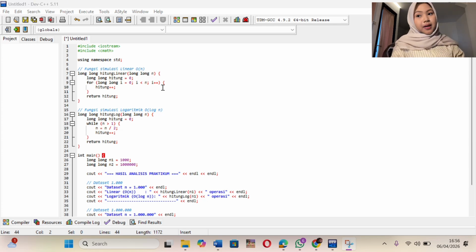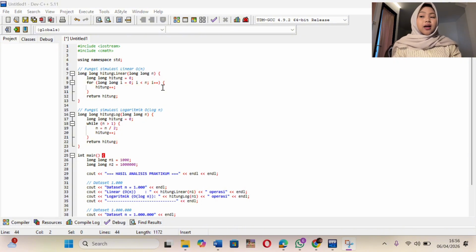Now let's look at the main function and its output. The program tests two data set sizes, 1000 and 10,000. For n equals 1000, the linear function performs 1000 operations, while the logarithmic function performs only 9 operations. For n equals 10,000, the linear function performs 10,000 operations, while the logarithmic function performs only 19 operations.